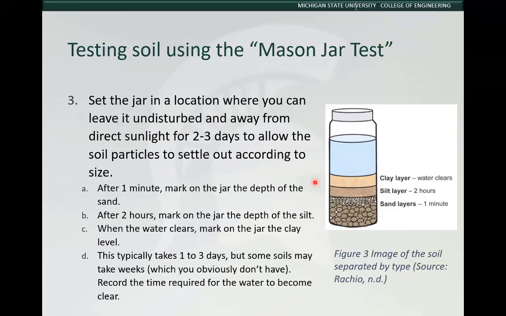And then when the water clears, you can mark the depth of the clay layer. And that typically takes about 1 to 3 days. It can take longer, which we don't have. So that's why I'm saying leave it for 2 to 3 days.